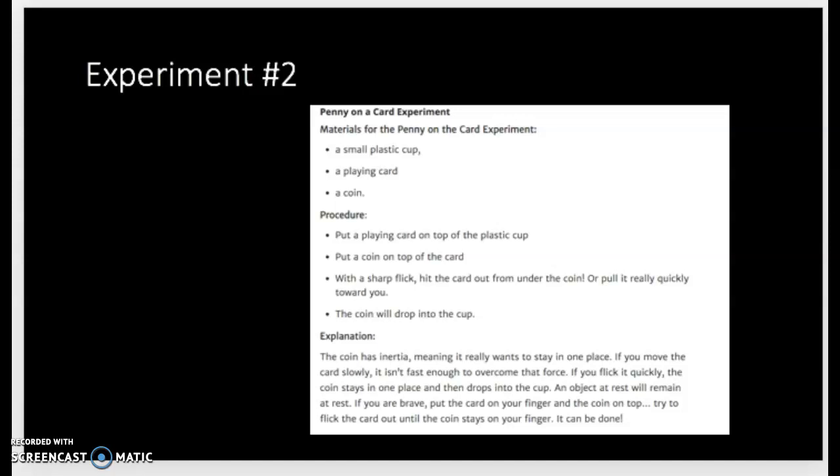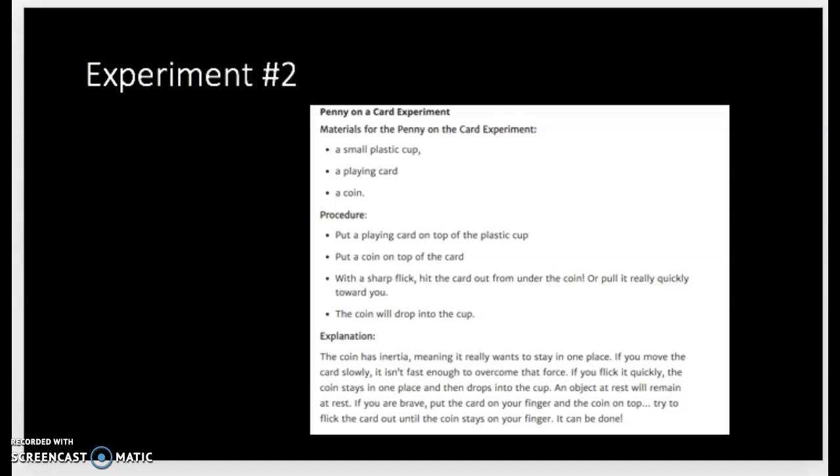So the explanation of this is that the coin has inertia. It wants to stay still, but you move the card. So it wants to stay in one place. And if you move the card quickly, the coin won't have to move. It'll just drop down into the cup. But if you don't move it fast enough, that's an outside force that makes the coin move, and then the coin will not fall into the cup.